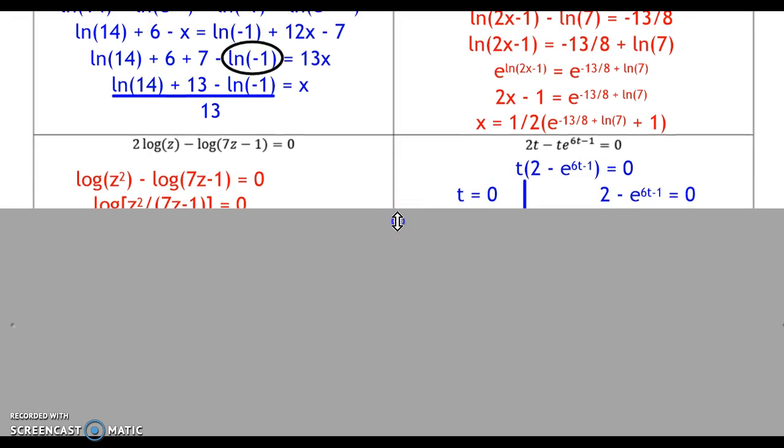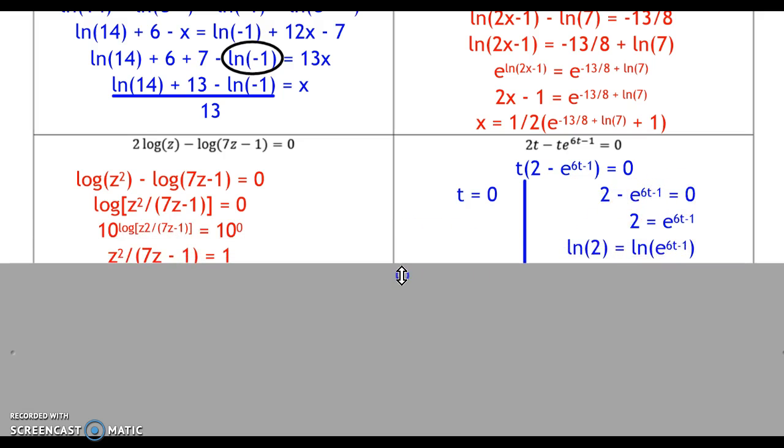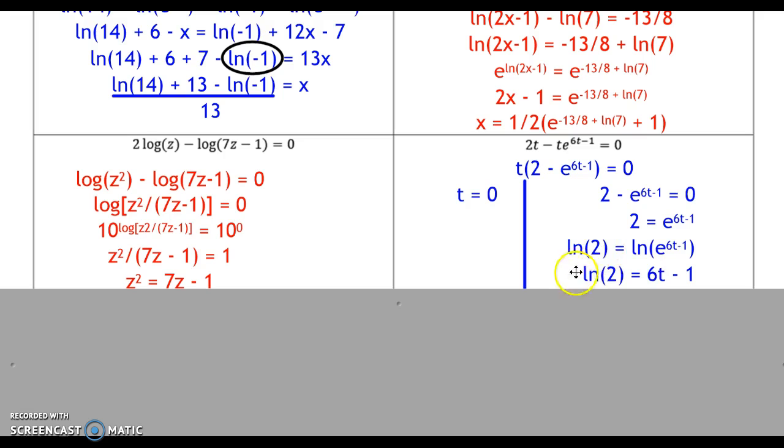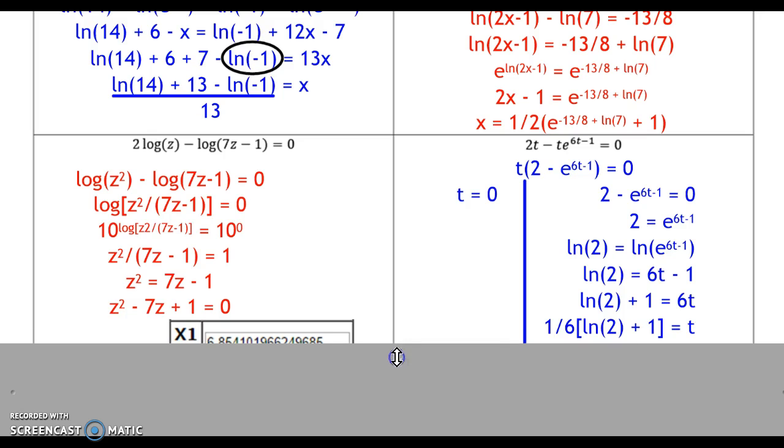Now I'm going to solve the right-hand side. I add e to the 6t minus 1 to both sides. I take the natural log of both sides because my base is e. Natural log of 2 is a constant, so I don't have to do anything with that. But ln and e eliminate. Then I'm just going to solve for t by doing some inverse operations. So again, I'm going to get two answers for this. I'm going to get t equals 0, and I'm also going to get 1/6 times (ln of 2 plus 1). Remember, that's just going to be a constant term.